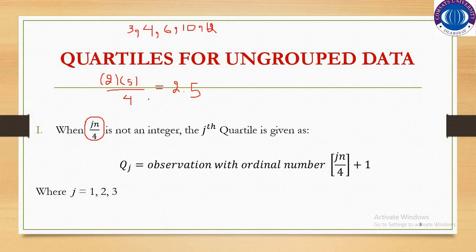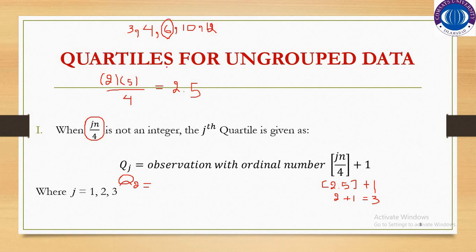So we will use this same approach to find the second quartile. You have to find Q2, and that is equal to the observation with ordinal number 2 into 5 by 4, which is 2.5, plus 1. And now the closest integer is 2, and 2 plus 1 is equal to 3. So Q2 is equal to the observation with ordinal number 3. As this is already arranged, 1, 2, 3. So this one is Q2.